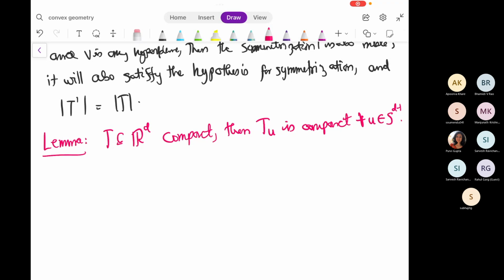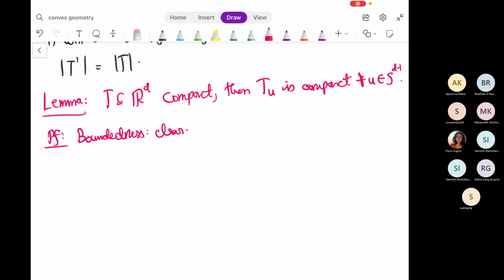So here's a proof of that. To show that something is compact, you need to show that it's closed and bounded. Boundedness is fairly straightforward. You can check that. That's because if T is bounded, then T intersection any particular line segment is also bounded. And then you're just compressing the contents of that line segment into a closed interval. So boundedness is fairly clear. It's closure that could be a tension point.